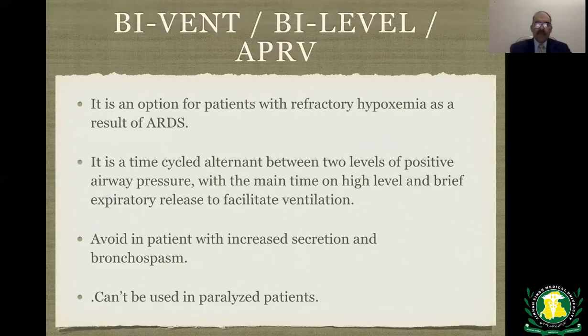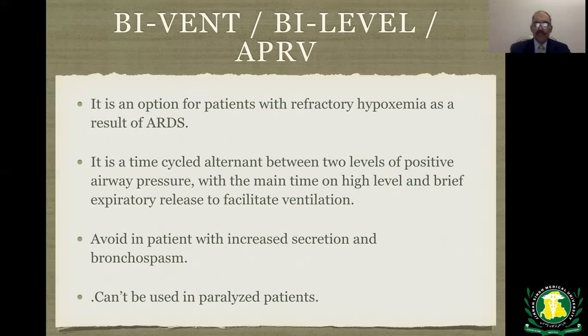Bi-vent, bi-level, or APRV, airway pressure release ventilation. It is a rescue mode for patients with refractory hypoxemia as a result of severe ARDS. It is a timed cycle alternating between 2 levels of positive pressure, with the main time spent on the higher level, more than 90% of the time, and a brief expiratory release to facilitate ventilation. It should be avoided in patients who have increased secretions and bronchospasm, as it will create auto-PEEP because there is very little time for exhalation.